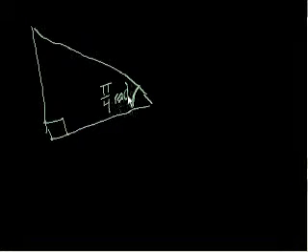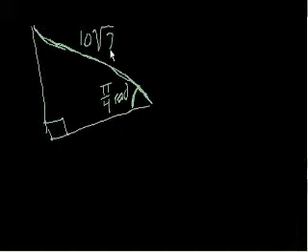If the measure of this angle is pi over 4 radians, and I also know that this side of the triangle, this side right here, is 10 square roots of 2. So I know this side of the triangle, and I know this angle, which is pi over 4 radians. And now the question is, what is this side of the triangle? I'm going to highlight that in orange.